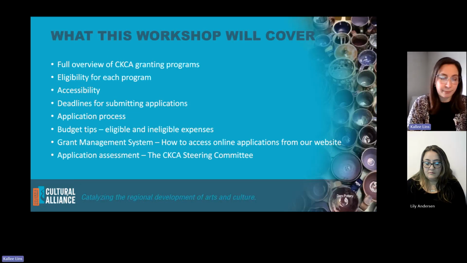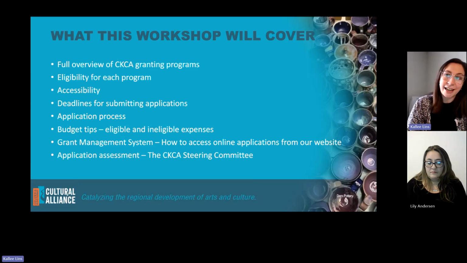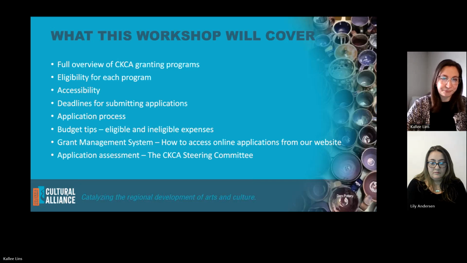What we're going to be talking about today, we'll be giving you a full overview of CKCA granting programs. There's 6 programs that we currently offer. Basic eligibility for each program, some notes about accessibility within the application process, deadlines for submitting applications, an overview of the application process, some tips around budgets, things that are eligible, things that are ineligible, and what to watch out for when you're working on that part of the application. As well, just a few notes about our grant management system and some details about the application assessment.